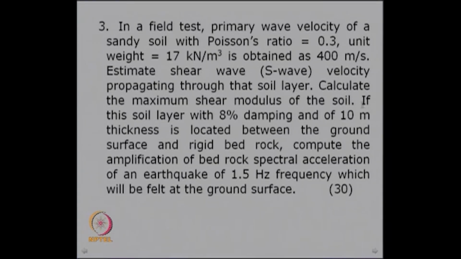Next part, it says if this soil layer with 8% damping and of 10 meter thickness is located between the ground surface and a rigid bedrock, compute the amplification of bedrock spectral acceleration of an earthquake of 1.5 hertz frequency, which will be felt at the ground surface. So, total marks carried for this question is 30. So, let us see how to solve this problem.